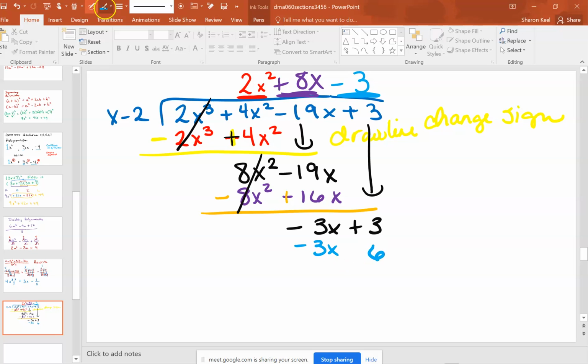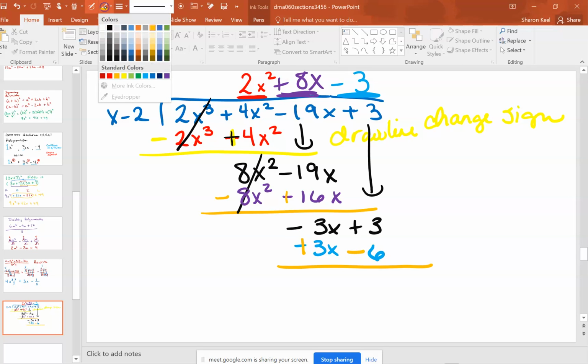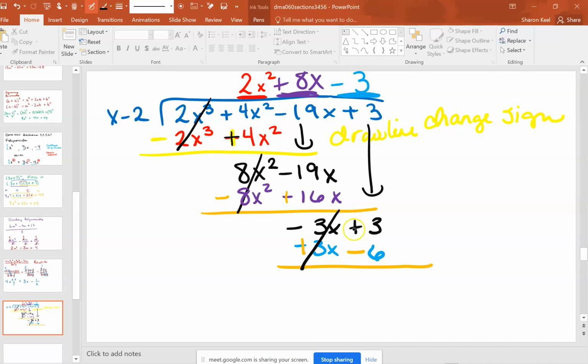If I have a positive, personally, I do not write the plus sign, because if I wrote the plus, now when I draw my line and change my signs, I'd have to come back and erase it. So this minus becomes a plus. What was a positive is going to become a minus. And then we are going to see that the first term cancels, which it should, and 3 minus 6 gives me a negative 3. To put my remainder up here, I'm going to write plus -3 over x minus 2.